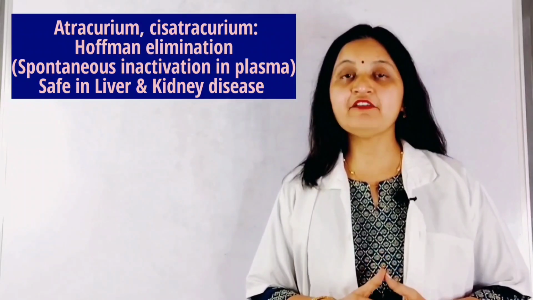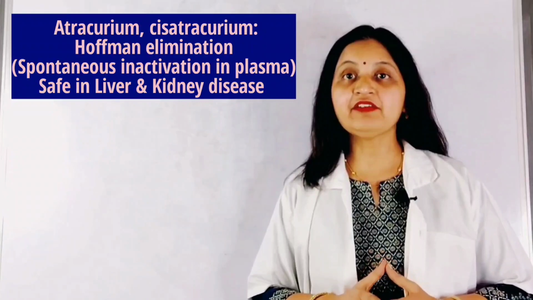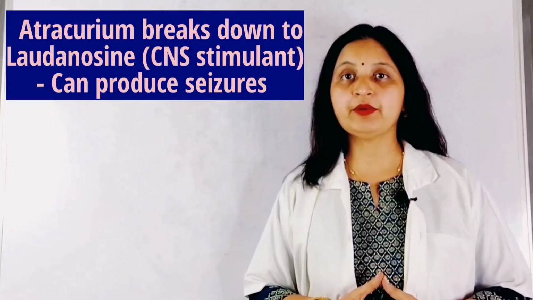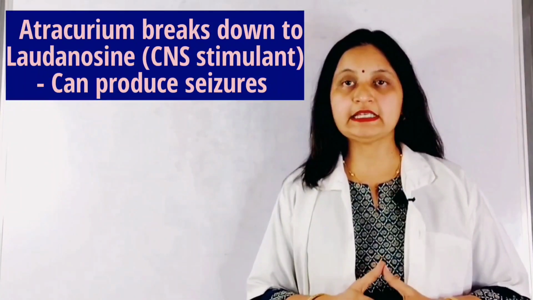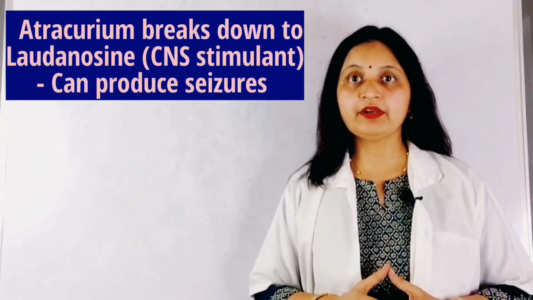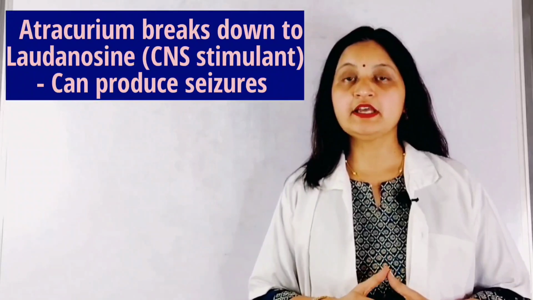These drugs are very safe in renal and liver disease because they are inactivated in the plasma and they are not dependent on the liver and kidney for their metabolism. To be noted that atracurium undergoes Hofmann elimination and the breakdown product is laudanosine. It is a CNS stimulant and it can cross the blood-brain barrier and produce CNS toxicity and can produce seizures.